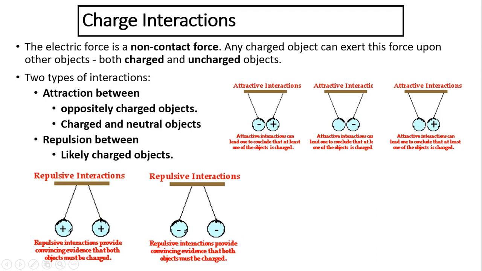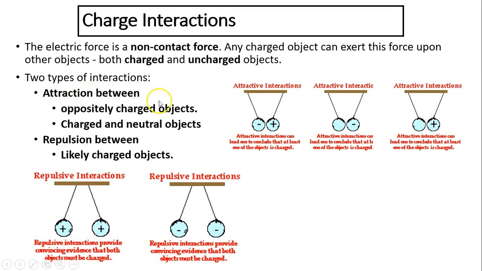First, let's investigate charge interactions. Electric force is a non-contact force. That means you can feel the force without touching. Any charged object can exert this force on other objects, both charged and uncharged. So there are two types of interactions. The first is attraction, the other one is repulsion.